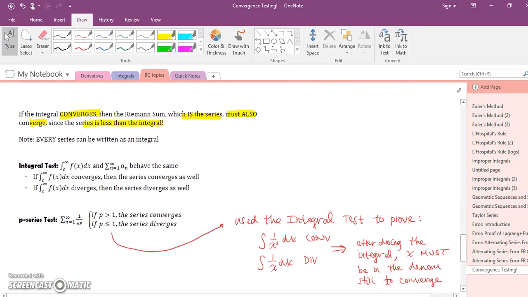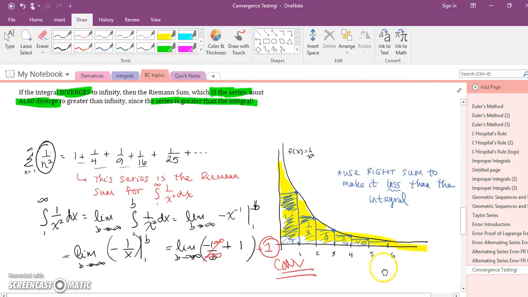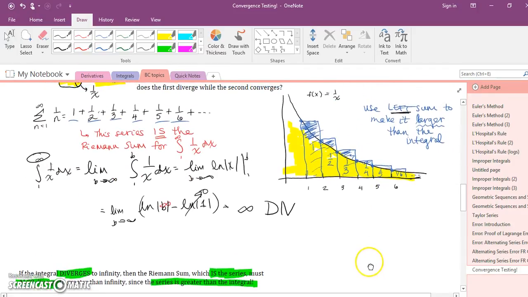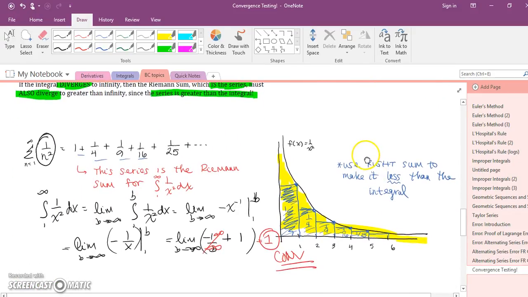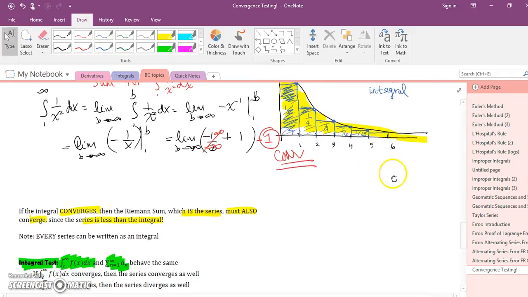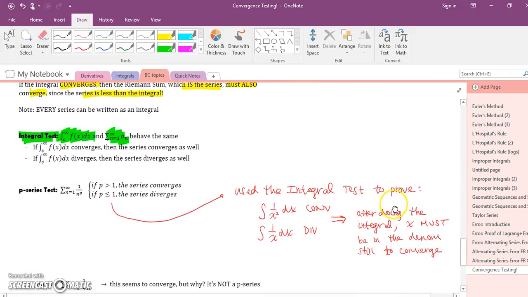So here's the integral test written out. The integral test basically says that a series and its corresponding integral behave the same. So if the integral converges, the series converges. If the integral diverges, the series diverges. Now, we talked about 1 over x, and then 1 over x squared. So here was 1 over x, and then here was 1 over x squared. We want to make this more general for 1 over x to any power. That's what the p-series test does for us.